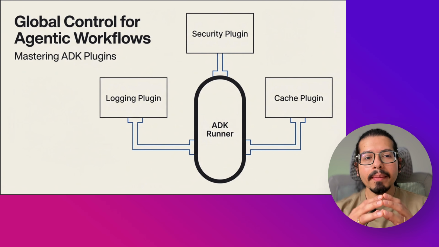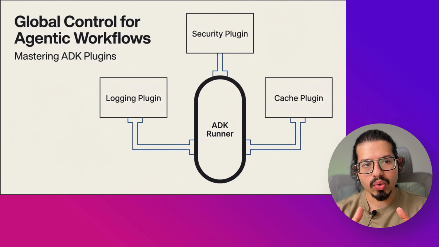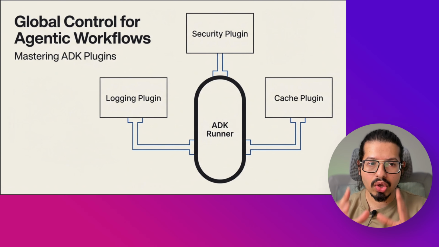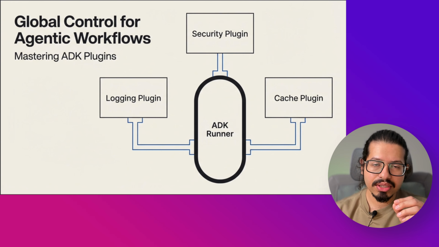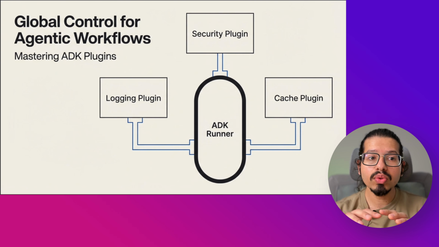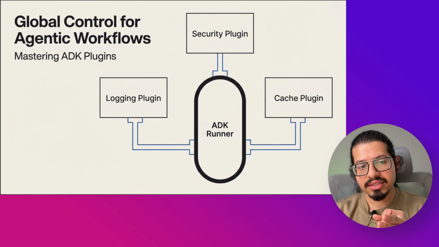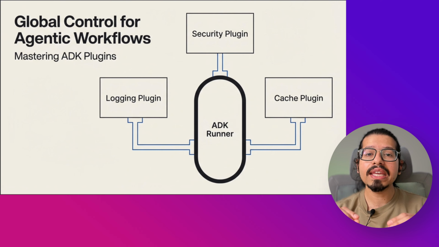In simple words, plugins give you global control over how your agent system behaves, not just individual agents, but your entire agent system. So instead of stuffing logging, security, caching logic into every single agent, we plug that behavior into the runner once. For example, if you have a support agent, a billing agent, and an escalation agent, we can enforce the same security rule across all the three agents without writing it three times.